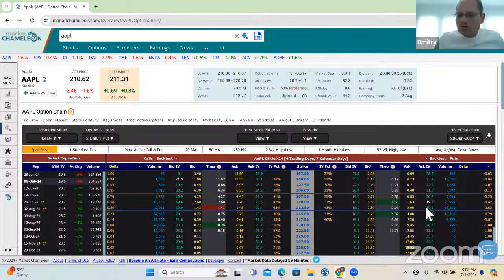You can see here that it's highlighted 19.3. And what this is indicating to us is that there's something going on potentially on the ask side of this option, of this put.